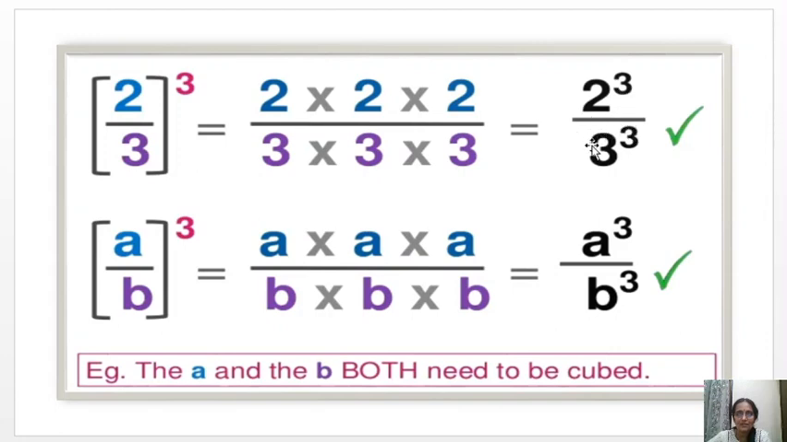2 power 3 divided by 3 power 3 is the answer. Let us generalize with variables. (a/b) whole power 3: a is multiplied 3 times, b is multiplied 3 times. Now you can write it as a power 3 divided by b power 3. That means in such cases, when there is a numerator and denominator, or dividend and divisor, and the whole is raised to a power, the numerator has to be raised to that power and the denominator has to be raised with the same power.